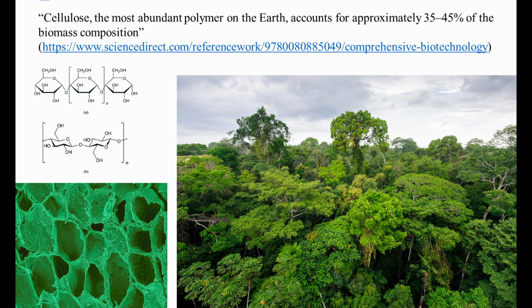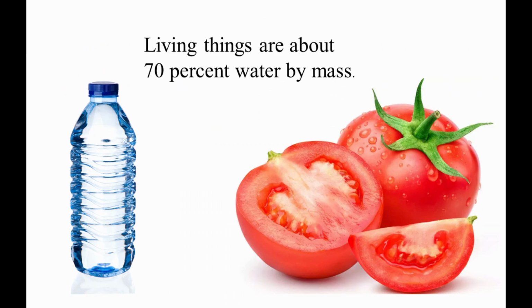Cellulose is a long-chain organic polymer. According to the reference book Comprehensive Biotechnology, quote, "Cellulose, the most abundant polymer on the Earth, accounts for approximately 35 to 45% of the biomass composition." Unquote. Living things are about 70% water by mass.